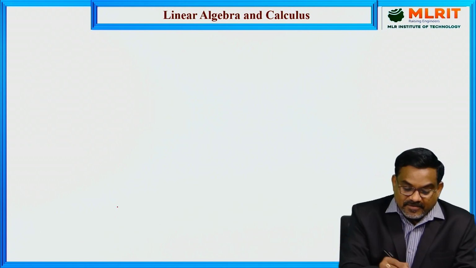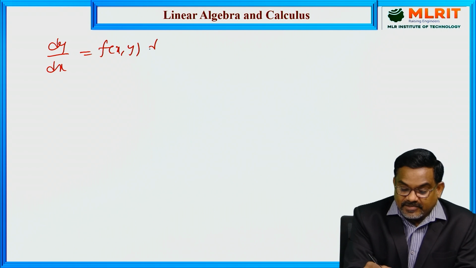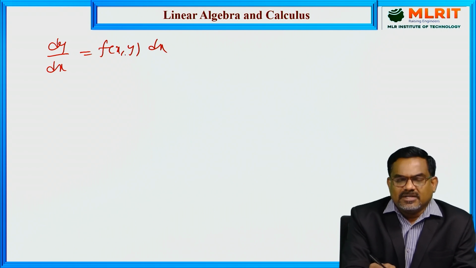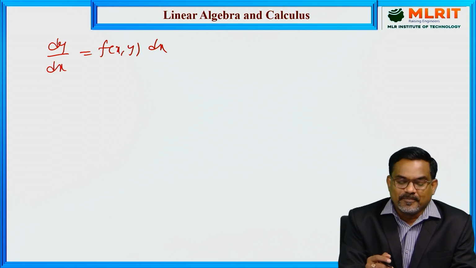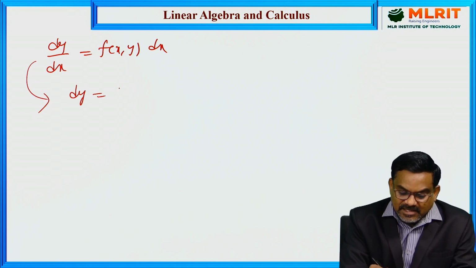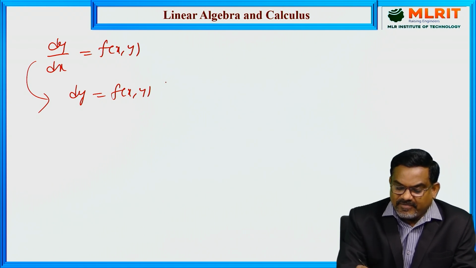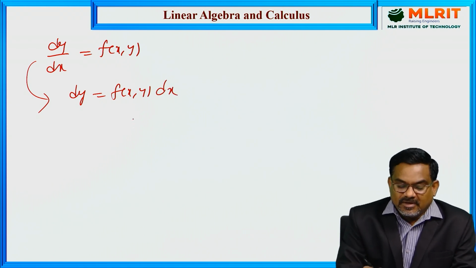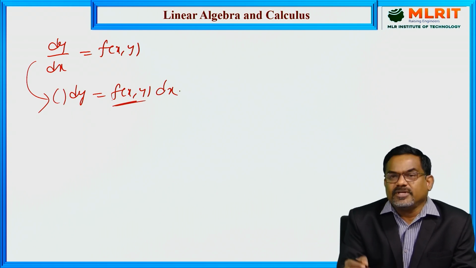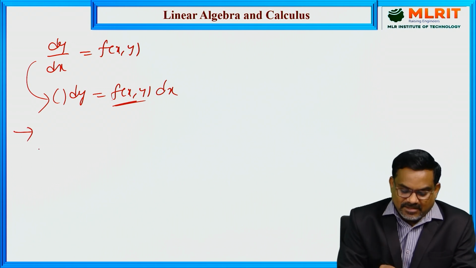So, first the standard form is dy by dx equal to some function of x, y. This function may have different terms, sometimes x and y separate or both together also. So, by simplifying this, I can write it as dy into f of x comma y dx. So, some function into dy is equal to some function into dx. So, there is a particular format for the equation.